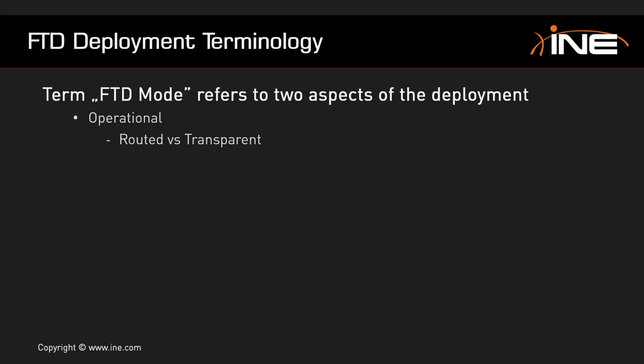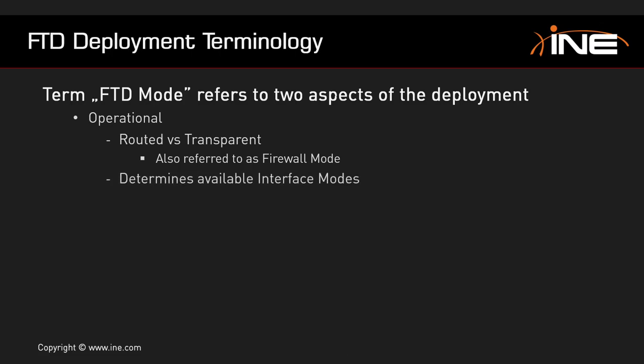One is the operational mode of FTD, which we can set to routed or transparent. This is also referred to as a firewall mode. The role of this setting is to control what types of interfaces are going to be available in the configuration. As we will see, there are several different modes in which we can configure our physical ports, and which of them you will be able to select depends on the operational mode setting for FTD.